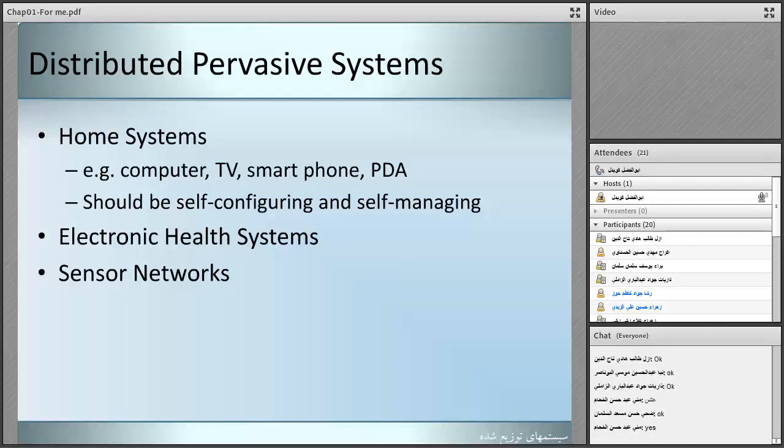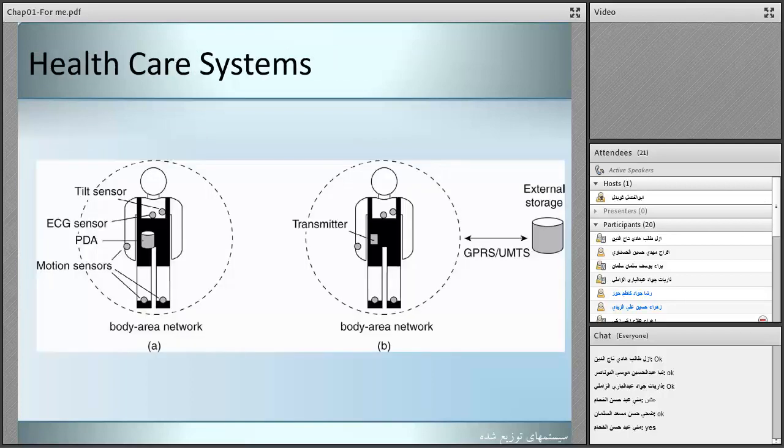Here you can see some examples of distributed pervasive systems. TV, smartphone, PDA, tablets. These are home systems. Also electronic health systems, or EHS, and also sensor networks. These are examples of pervasive systems. Home systems are clear. I talked about it. But what about electronic health systems?